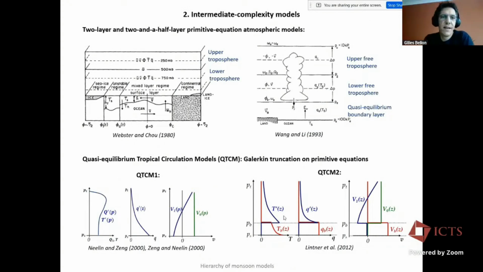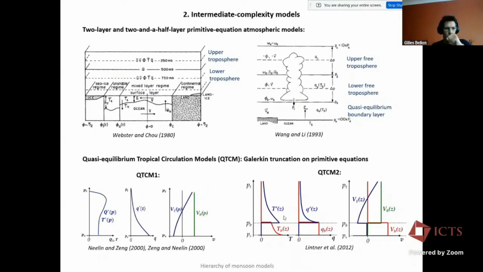So now if we go to slightly more complex models, we get into the range of intermediate complexity models. Historically, the type of model that has been developed is not models with very simplified physics. The main simplification that was applied was to simplify the vertical structure of the atmosphere.